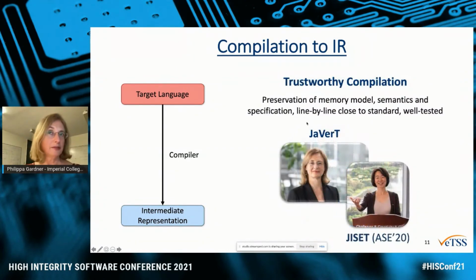For JavaScript, we had to actually work out what on earth we were going to do. And because we'd done a mechanized specification of JavaScript in Coq, we understood the standard very well. So we were able to write a compiler that in our eyes we could think of as trustworthy.